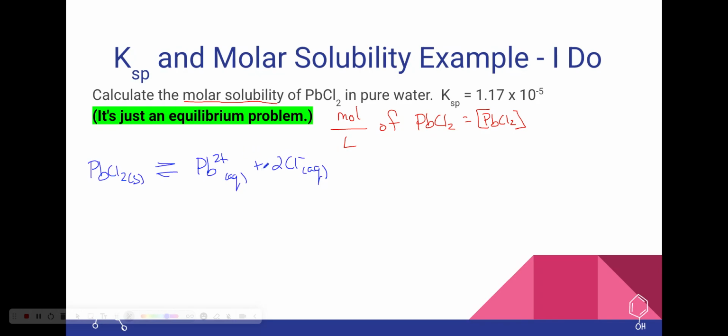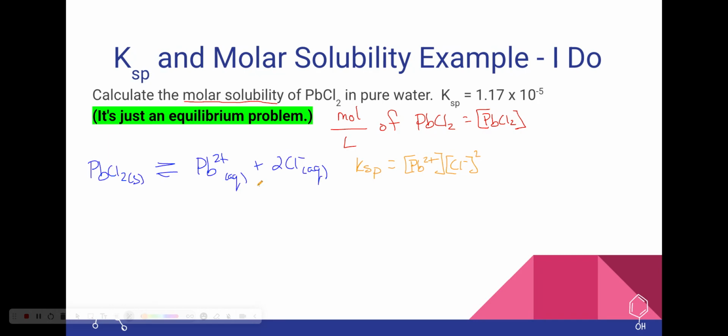Now, since this is an equilibrium problem, that means I'm going to need KSP. So our KSP expression, of course, is going to be the products, the concentrations of lead 2 plus and chloride raised to their stoichiometric coefficients, divided by the reactants. Of course, we know the reactant here is a solid, because this is a heterogeneous equilibrium, and we can't include that in our equilibrium expression. So KSP is going to equal the concentration of lead 2 plus times the concentration of chloride squared.